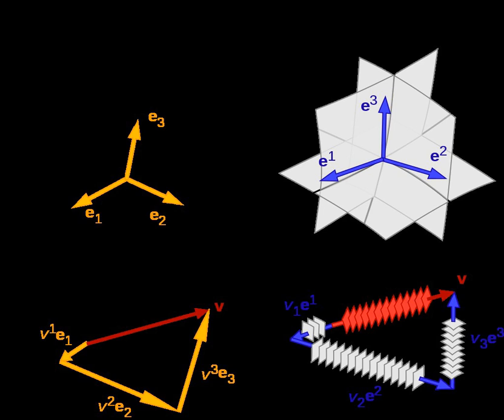Indeed, we then have e^i · e_k = g^ij e_j · e_k = g^ij g_jk = δ^i_k.